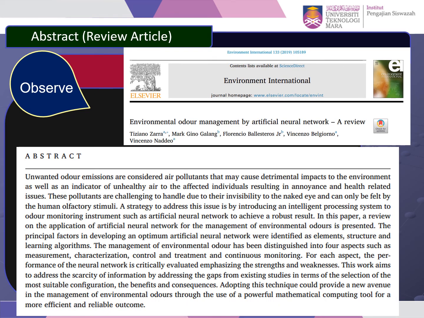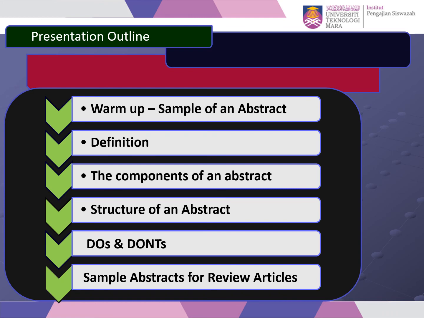Okay, this is another abstract for a review article, from the journal entitled Environment International. You can also see the objective here. On the fifth line it is written, in this paper, a review on the application of artificial neural network for the management of environmental odors is presented. So that is the objective here, and it's not similar to the objective of a research article.